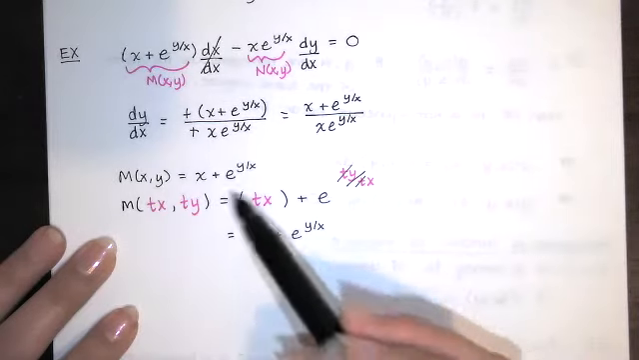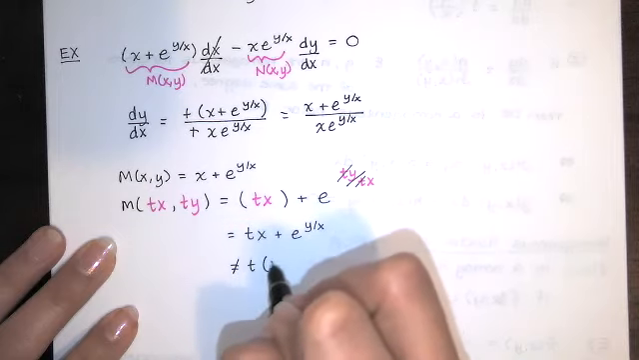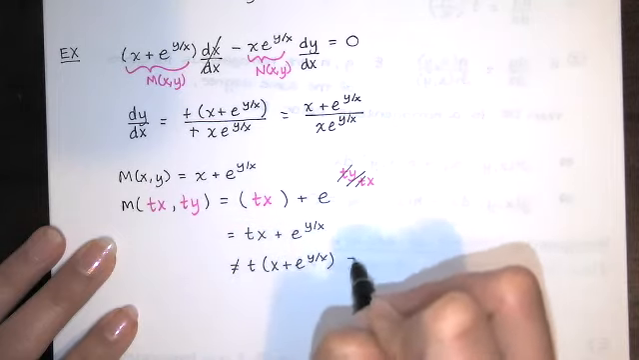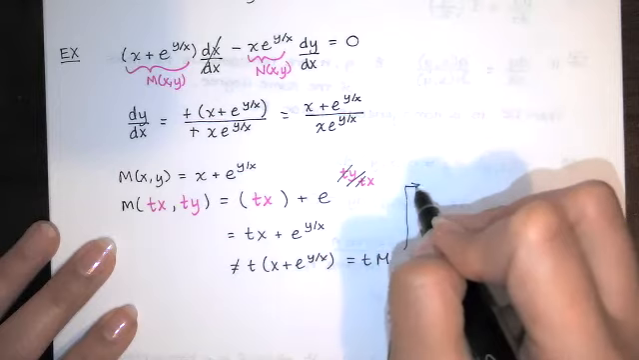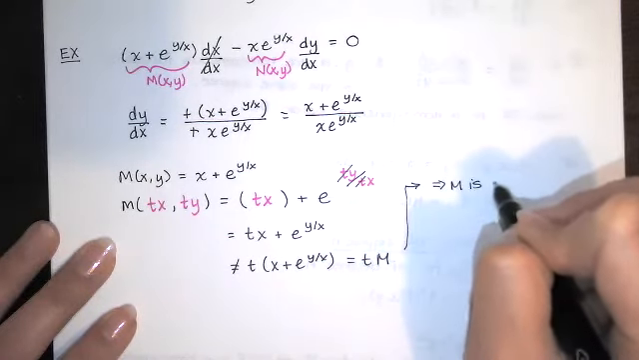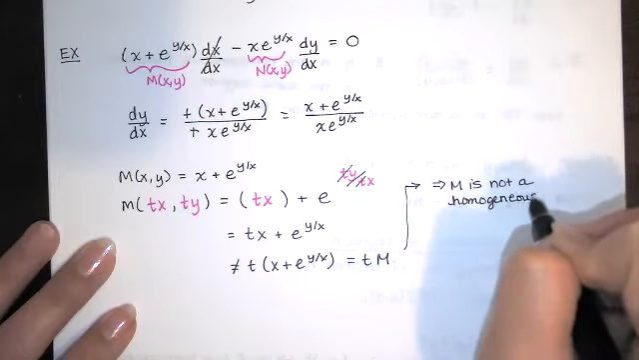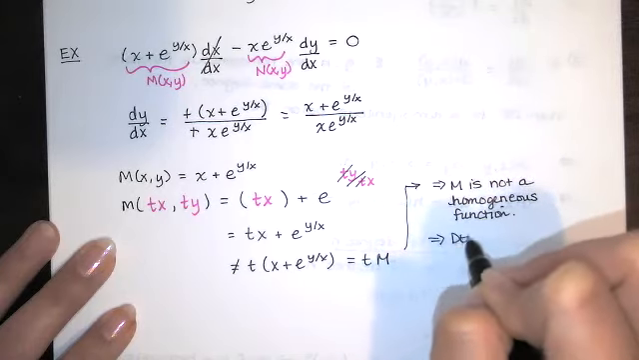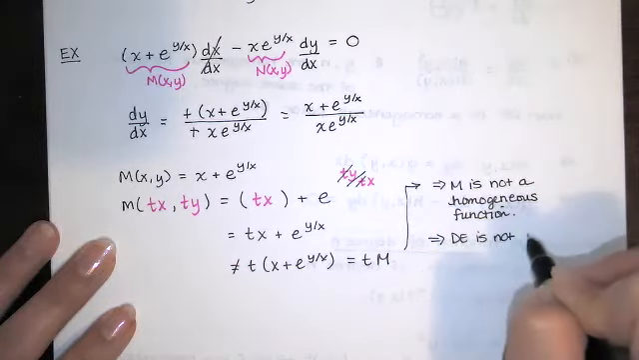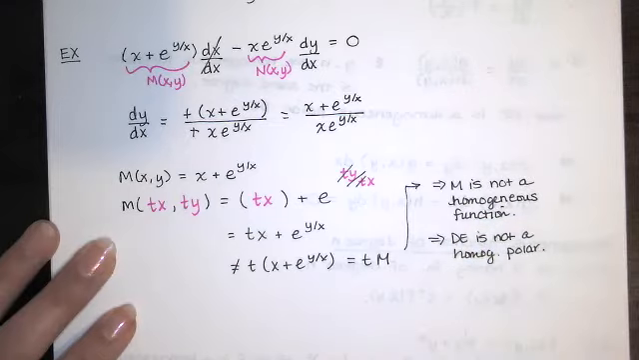Since that is not t times that function, it is not the same as t times m. Since those are not the same, m is not a homogeneous function. And since m is not a homogeneous function, that means the differential equation is not homogeneous polar. So the method that we're going to learn in this section won't work for this differential equation.